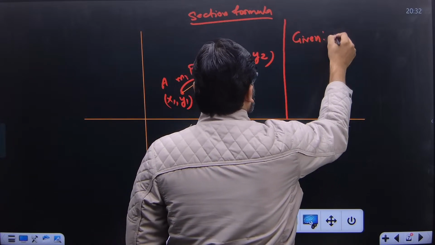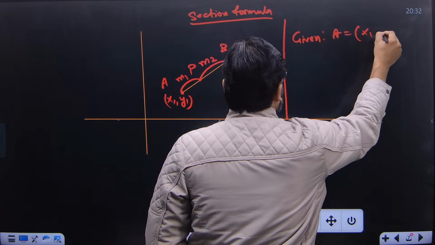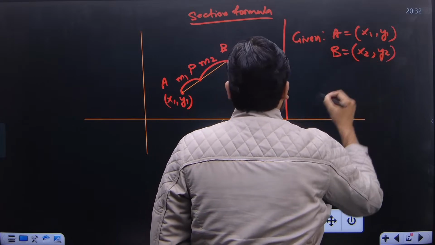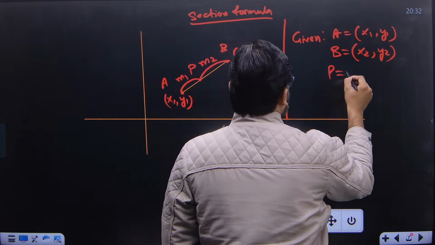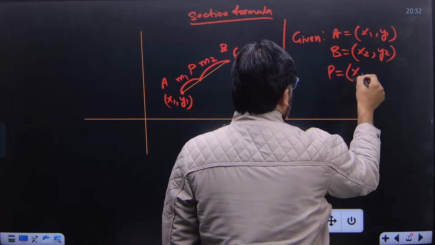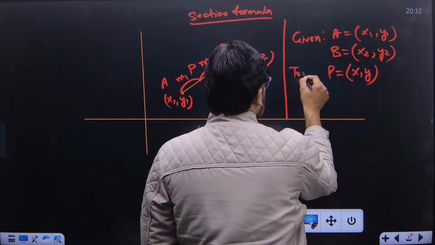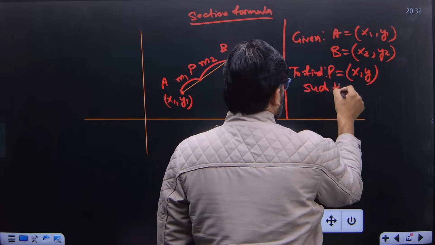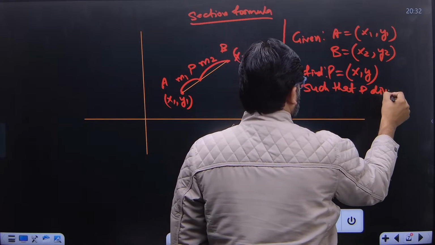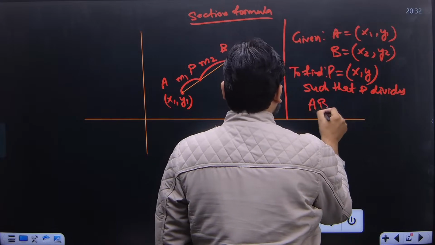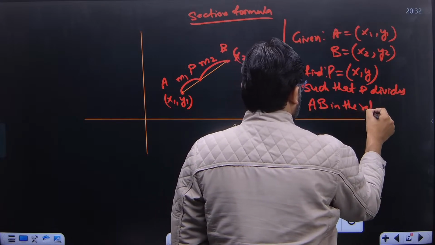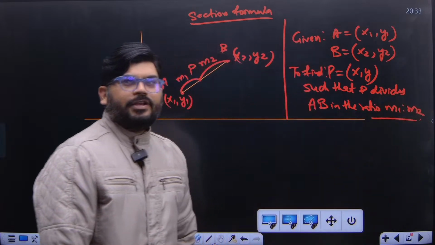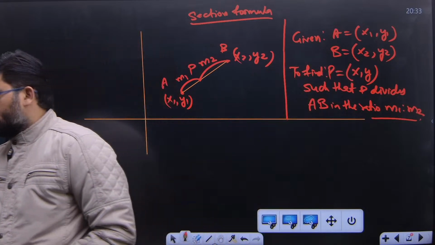So what are the things given? Given is A, which is (x1, y1). Then B is given, which is (x2, y2). P is not given. P is the point whose coordinates are (x, y), to be found. We need to find P such that P divides AB in the ratio M1 is to M2. We need to find the coordinates of point P, which is (x, y).